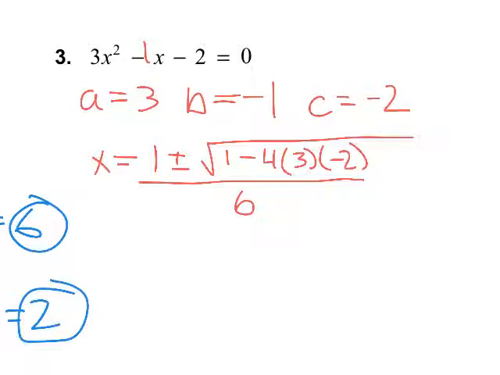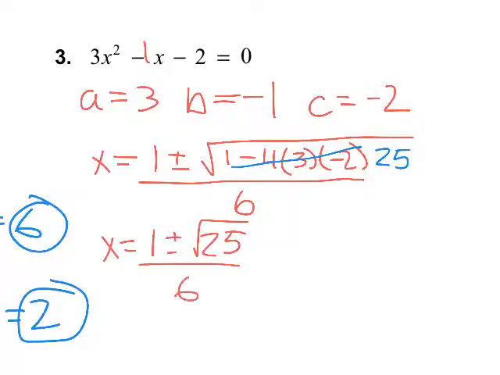So grab your calculator. Negative 4 times a, which is 3, times c, which is negative 2, should give you a positive 24. And then I add my 1 that's up front, so I get 25. So this stuff all back here is going to be 25. So now I have x equals 1 plus or minus the square root of 25 over 6.